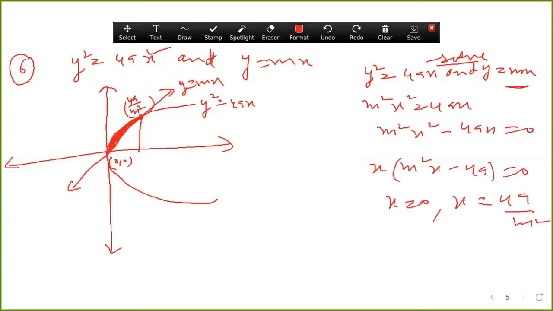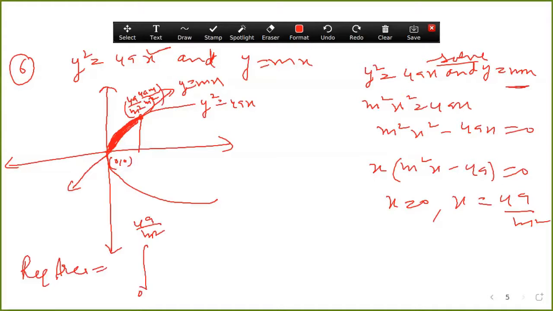And y is equal to, if x is this one, because when put here, that comes out equal to 4am upon m square. This is the y value. Now the required area can be calculated by taking the limit of x from 0 to 4a upon m square. Area under the parabola minus area under the line.